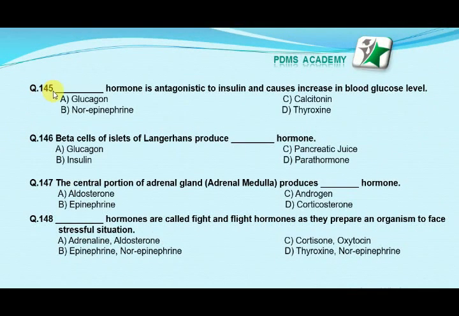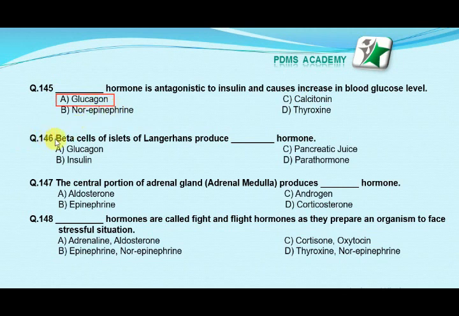Our next MCQ is: which one of the following hormones is antagonistic to insulin and causes an increase in blood glucose level? Option A, glucagon. Option B, norepinephrine. Option C, calcitonin. Option D, thyroxine. Our correct answer is A, glucagon.